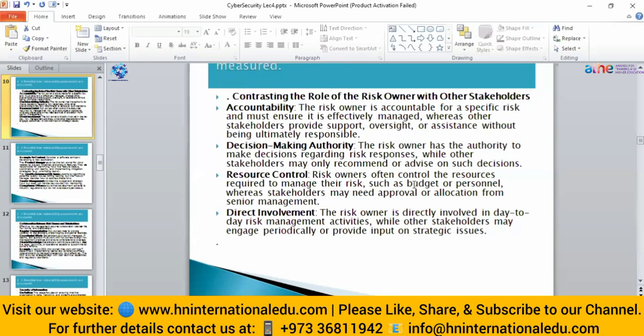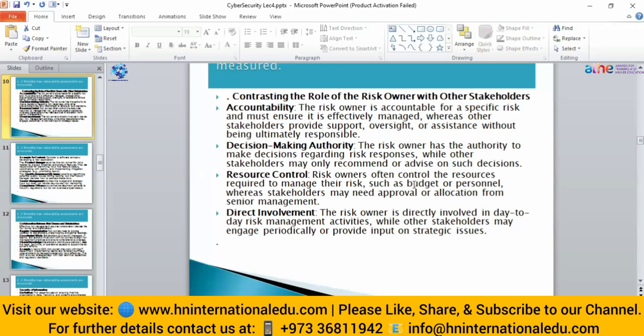Now the responsibility of the risk goes towards the security officer. 80% of the authority to execute a plan is with the CEO, and according to that, the decision-making authority will be given to the risk owner. Then we have the resource control, means the risk owner can control the resources. If the authority is granted by the founder, then this person will control the resources, like the budget, or if it is something personal, the stakeholders may need to approve that thing.